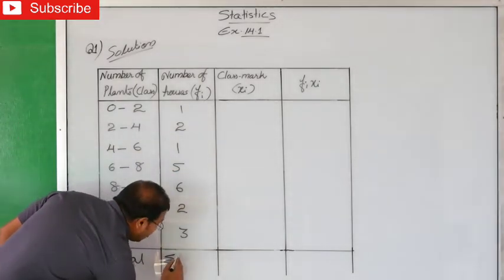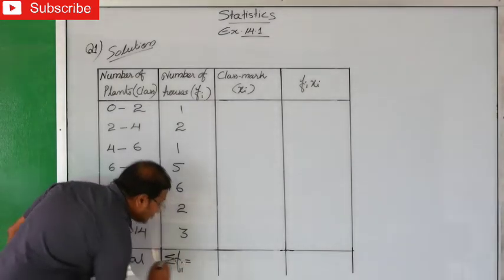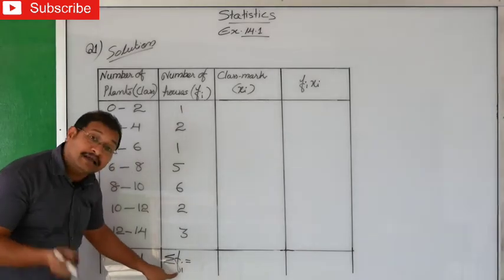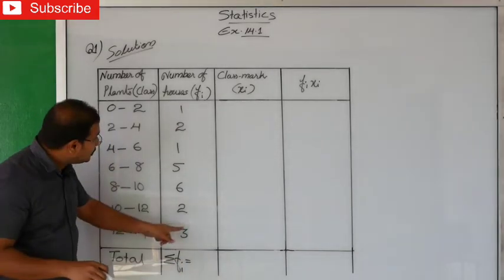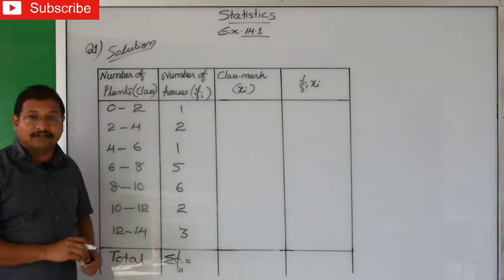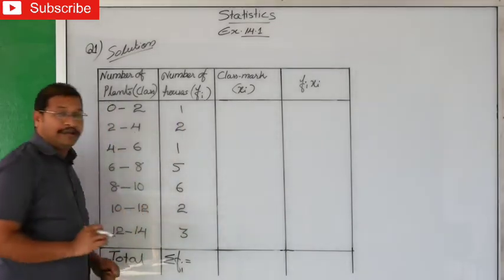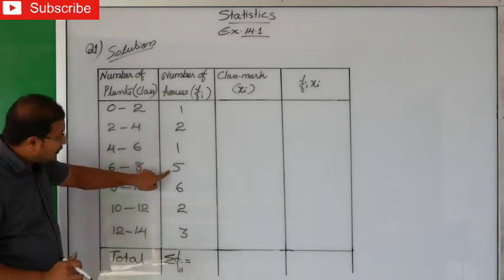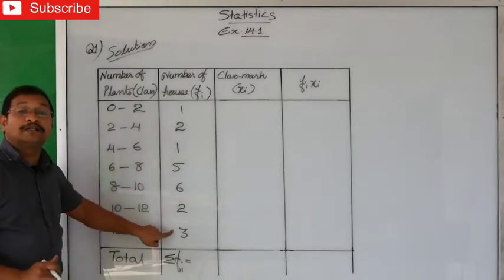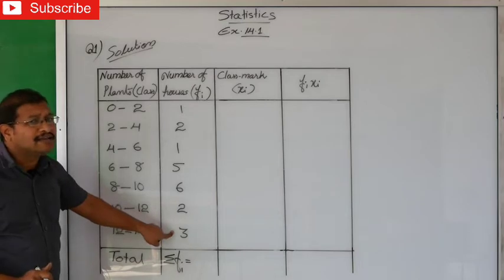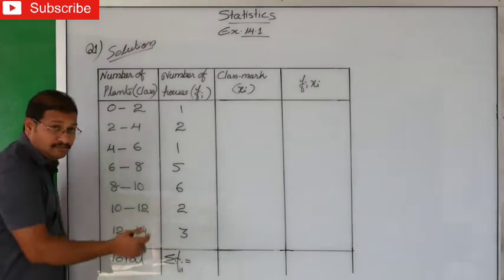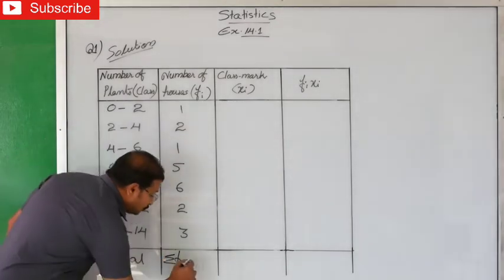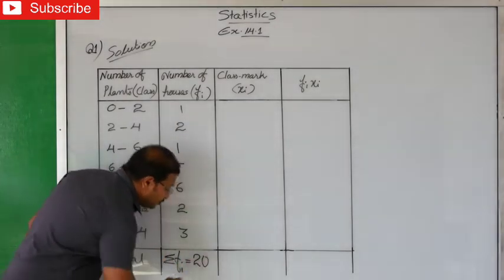That means sigma Fi equals, from the number of houses, we will find out sigma Fi. Sigma Fi means these frequencies will be added. When you add these, what are you going to get? 1 plus 2 plus 1 plus 5 plus 6 plus 2 plus 3. How much will you get? Yes, 20, isn't it? So please make sure you do not make a mistake in the addition. So your total is 20. You have to add it.